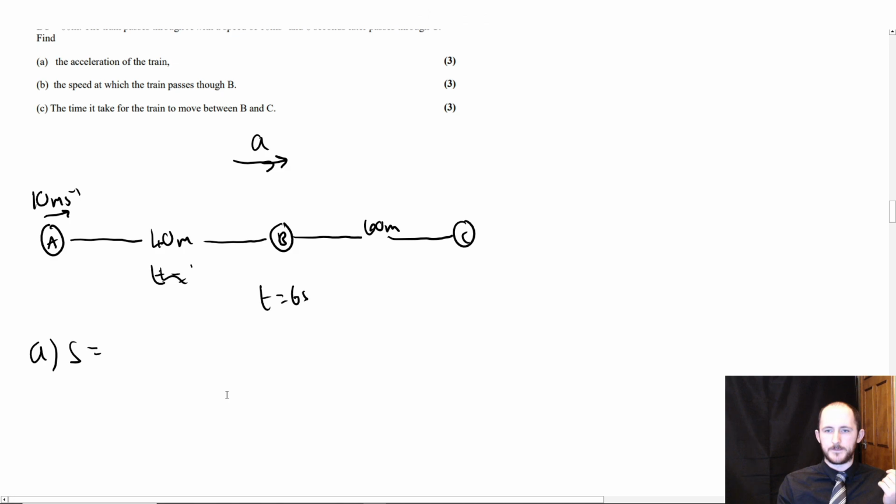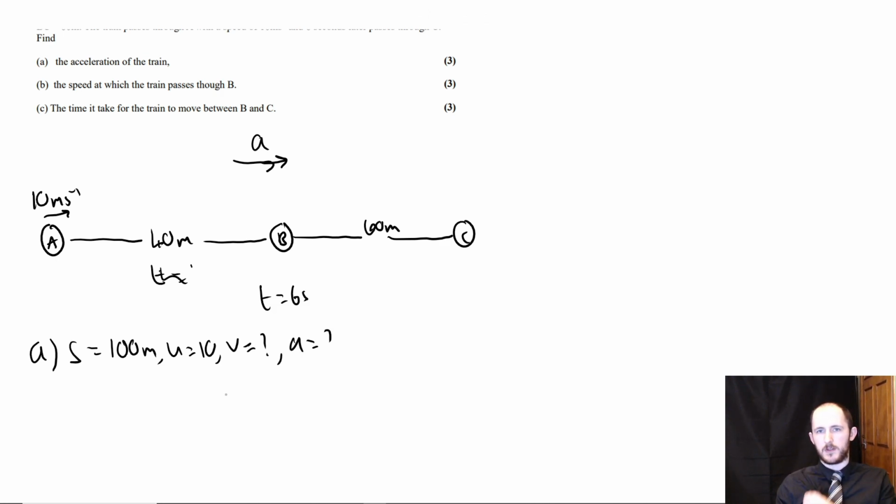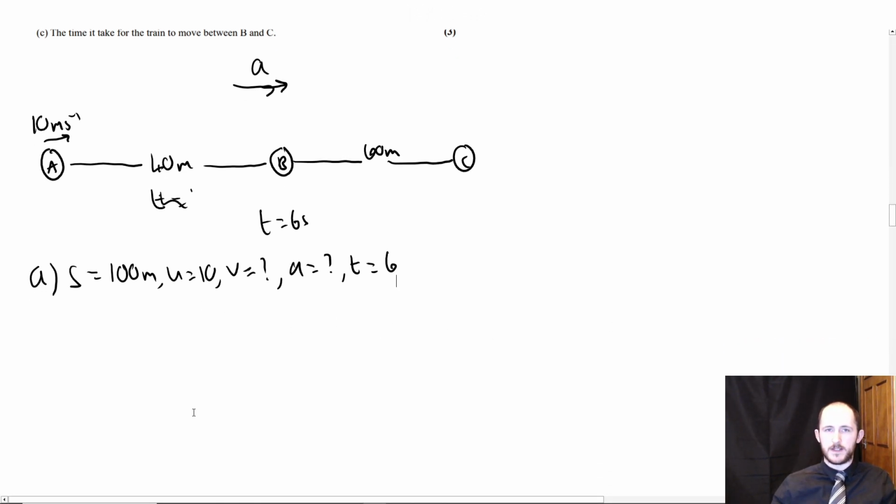That's how I'm deciding. So S is 100 meters, U equals 10, V equals don't know, A equals don't know, T equals 6. So we have S, U, A, and T that we want. So S is UT plus half AT squared would be the best one to use. Yeah, we have everything we need.